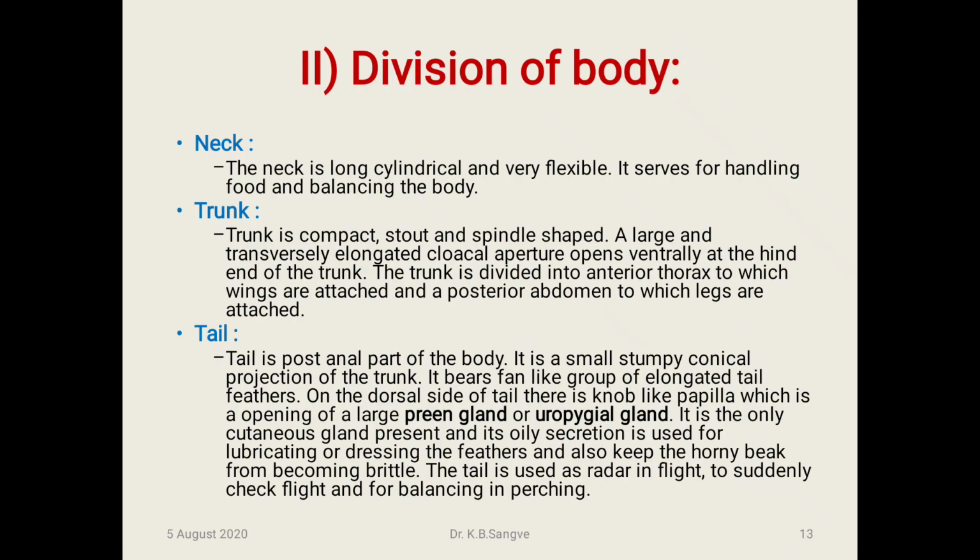The body of the pigeon is divided into neck, trunk and tail. The neck is a cylindrical and very flexible structure that helps balance the body. The trunk is divided into abdomen and thorax. From the thorax the wings arise, and from the abdomen the legs arise. The tail is the anal part of the body. It is a small stumpy conical projection provided with a preen gland or oil gland.